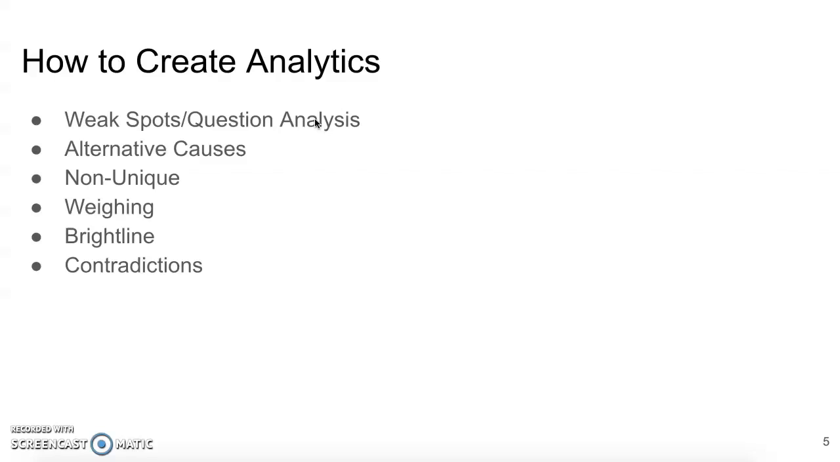So how do you create analytics? One possible way of doing this is identifying weak spots in the opponent's case. And this is typically done in crossfire, where you would question your opponent and try to find certain flaws in their case in order to bring it up in your rebuttal or in other later rounds.